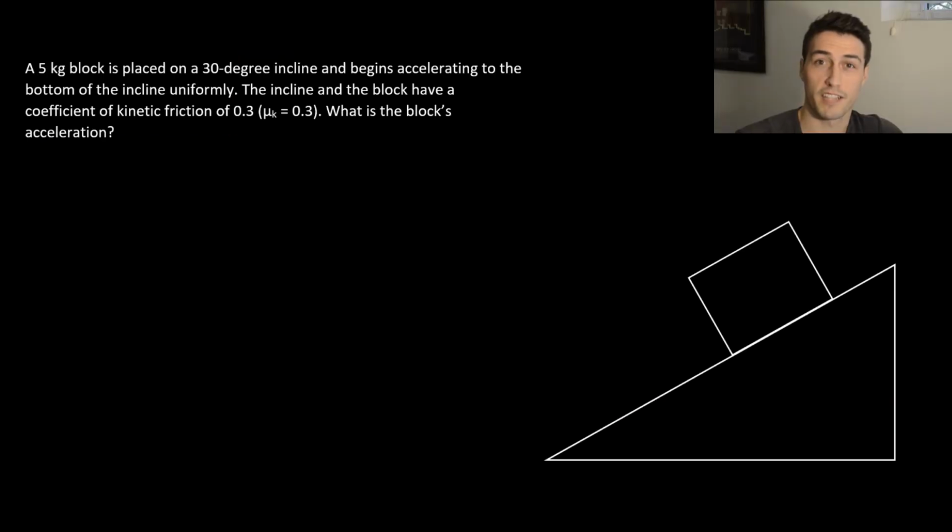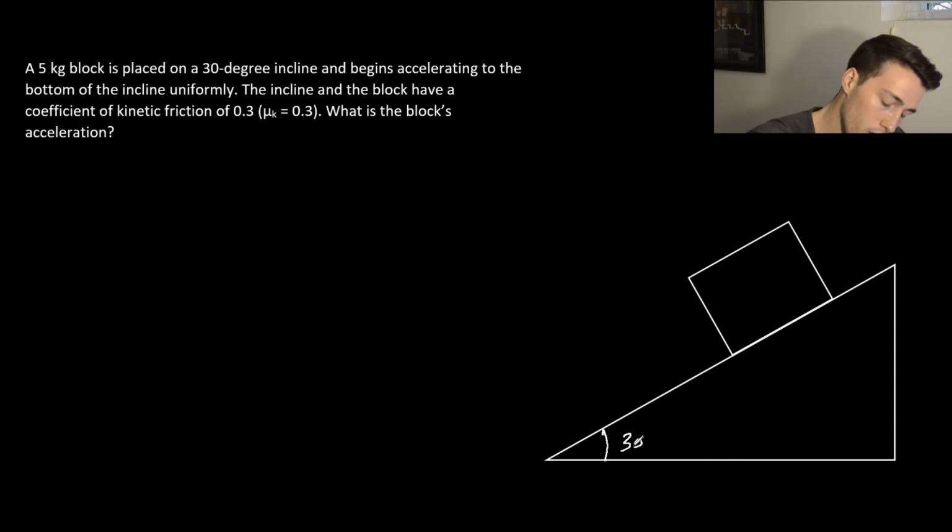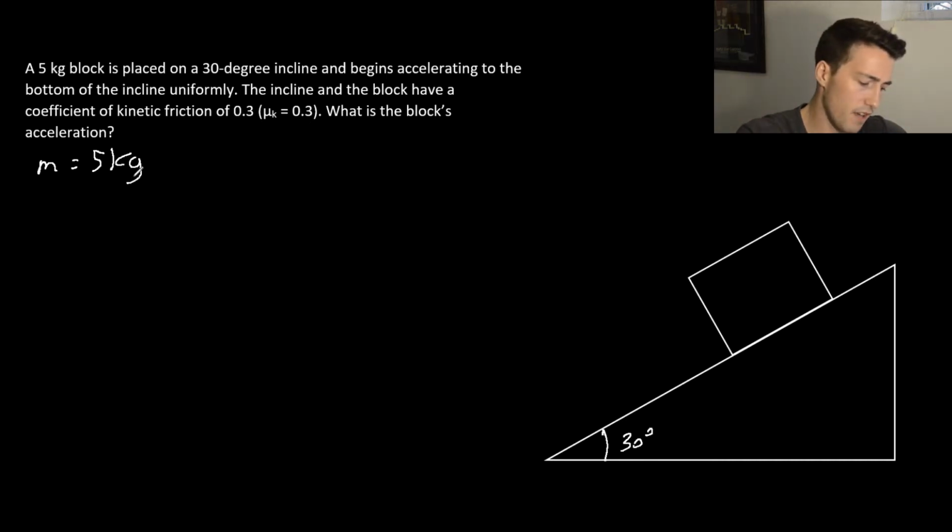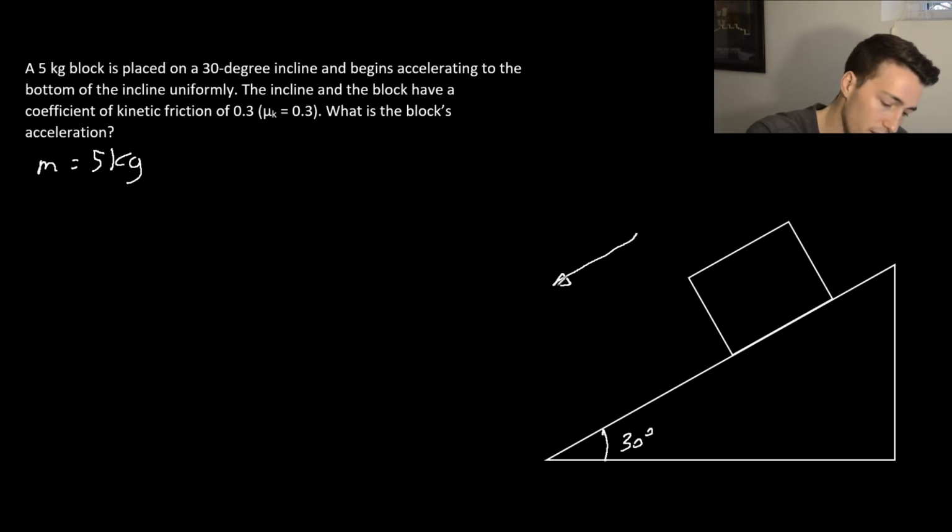So moving into our example that involves friction now, it's going to be the same problem, but we now have a frictional force. So if we read it, it's a 5 kilogram block placed on a 30-degree incline. So I'm going to write 30-degree incline here. And I'll write the mass is 5 kilograms. And it begins accelerating to the bottom of the incline uniformly. So constant acceleration. So we can say that acceleration is in this direction.